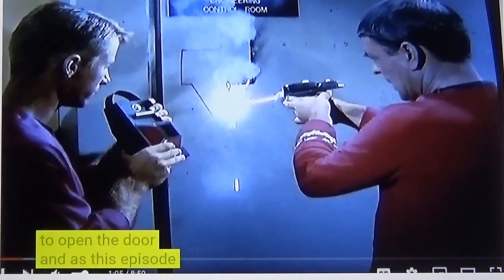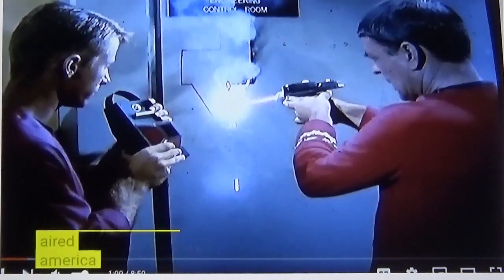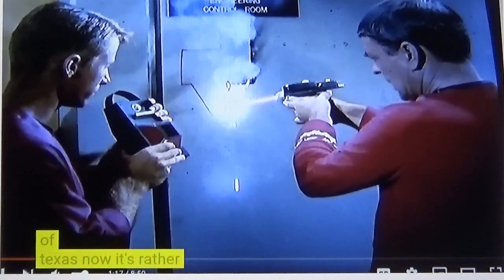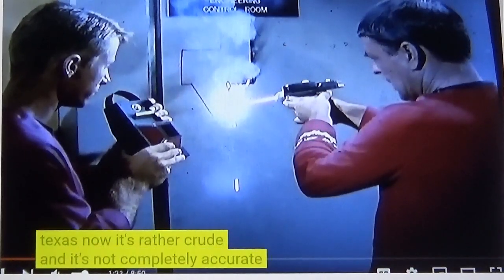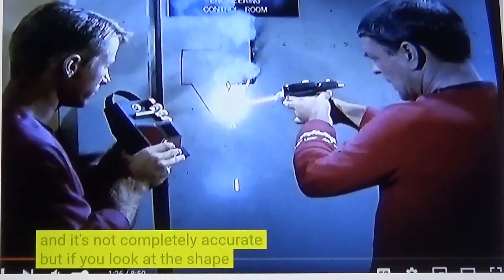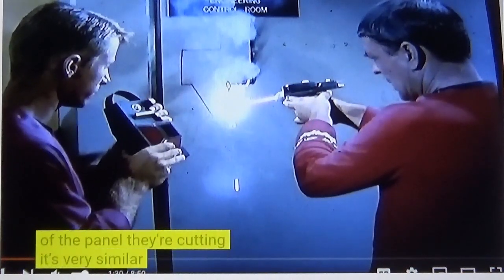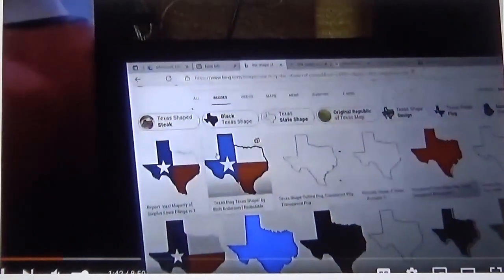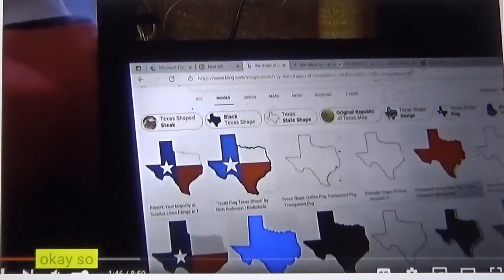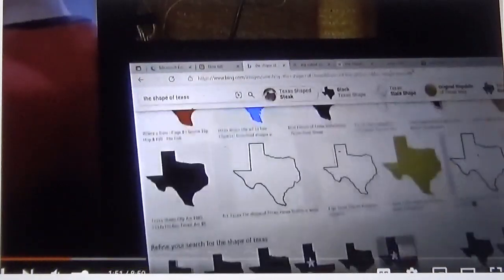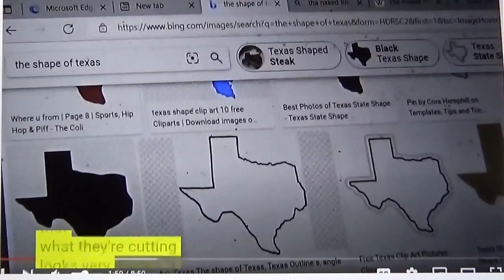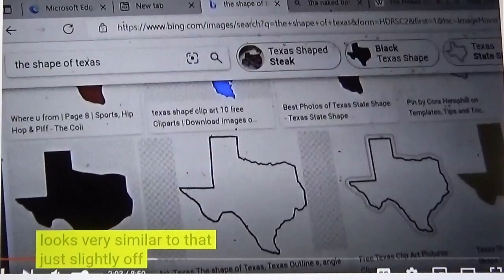And as this episode aired, America was looking at the shape of Texas. Now, it's rather crude, and it's not completely accurate. But if you look at the shape of the panel they're cutting, it's very similar to the shape of the state of Texas. Okay, so just take a look at the shape, and you'll see that what they're cutting looks very similar to that, just slightly off in places.